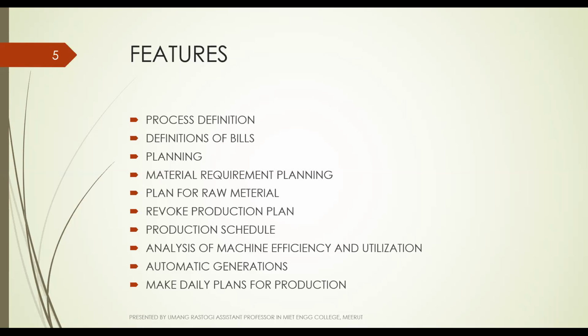Next, production planning for machines with optimum utilization of all available resources like raw material and machines. Option to revoke the production plan to change input parameters, production priority, and quantity using fresh production advices. Generation of the production schedule for machines, detailing inputs and outputs also. Analysis of machine efficiency and utilization, and automatic generation of MRS and purchase requisition on finalization of the plan.